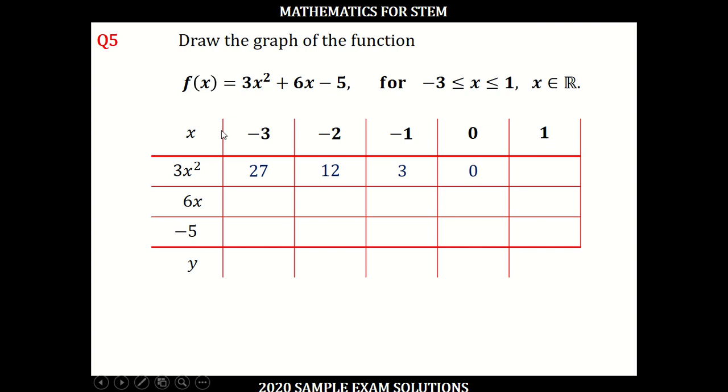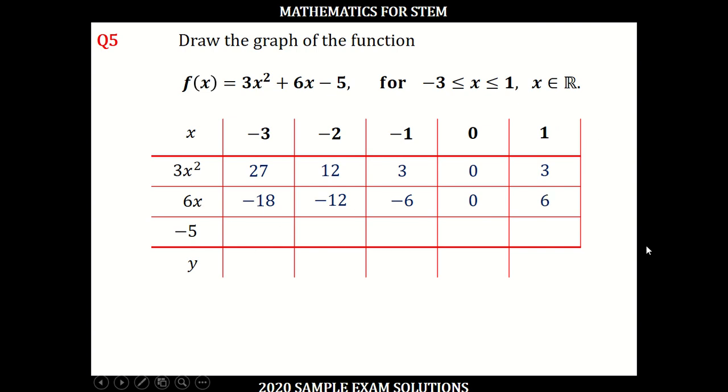1 by 1 is 1, and 1 by 3 is 3. Next of all, we have to multiply each x value by 6. 6 times minus 3 is minus 18. 6 times minus 2 is a minus 12. 6 times minus 1 is a minus 6. 6 times 0 is 0, and 6 times 1 is 6.